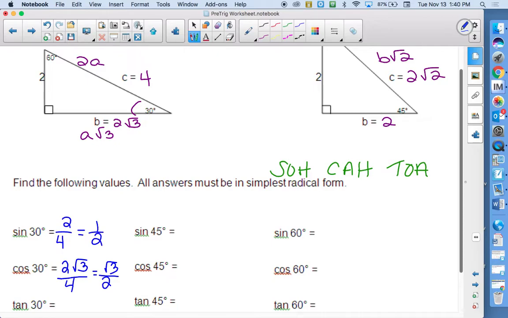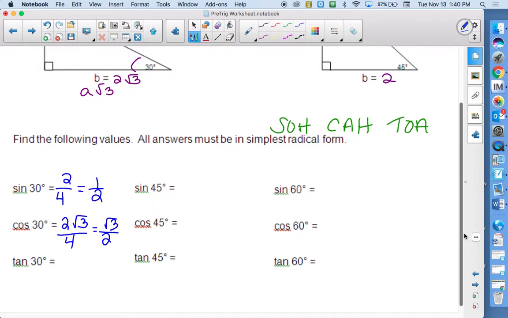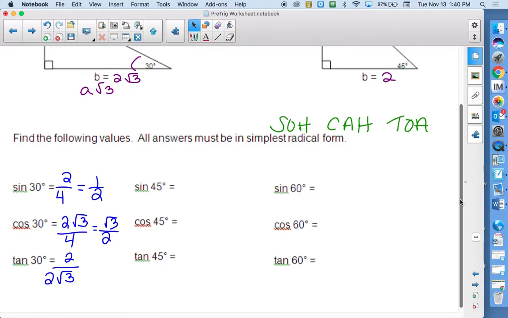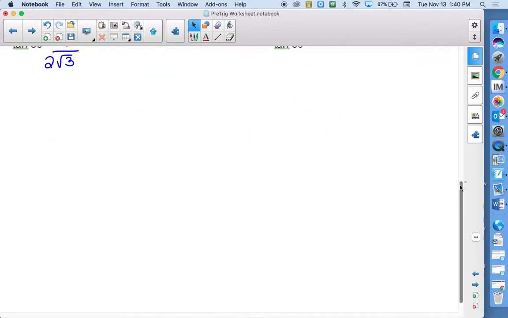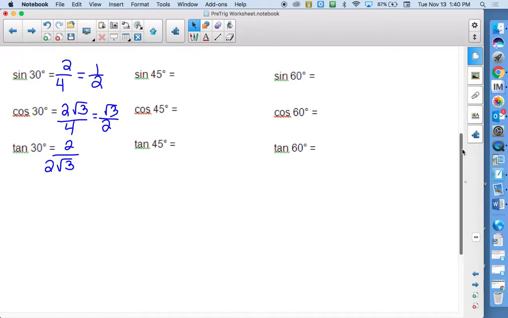And then the last one, the tangent. So that's opposite over adjacent. So the opposite is 2, the adjacent is 2 square roots of 3. How would that simplify? So what could we do, Brendan? One thing we could do to simplify that. The 2's can cancel out, so it would just be 1 over the square root of 3.